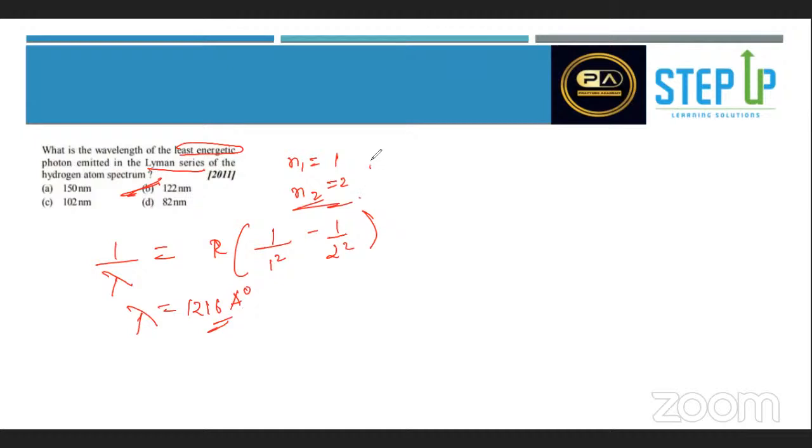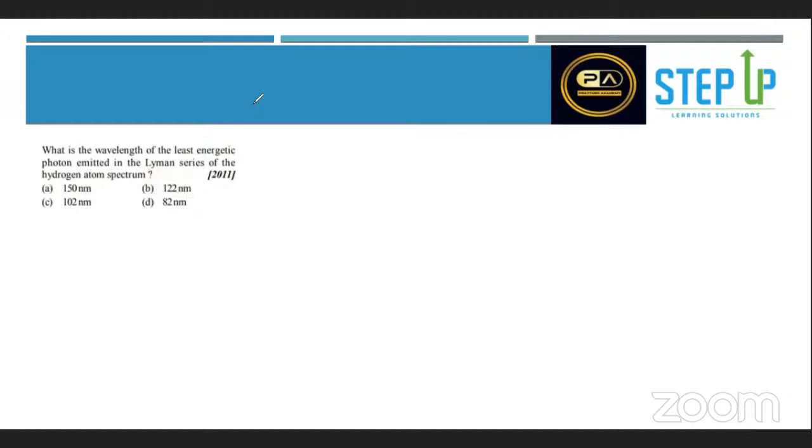You should know this first: N1 for Lyman, Balmer, Paschen, Brackett, and the coefficients. That's one based on that. Next.